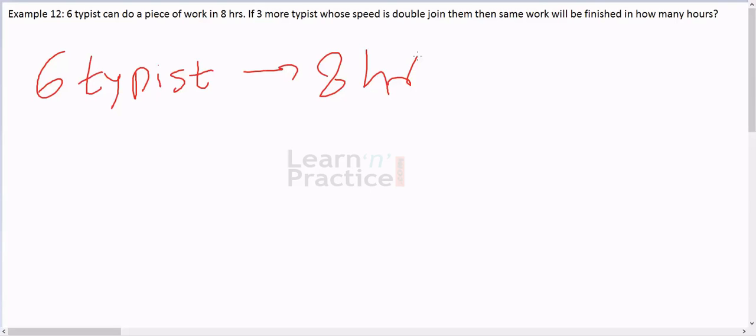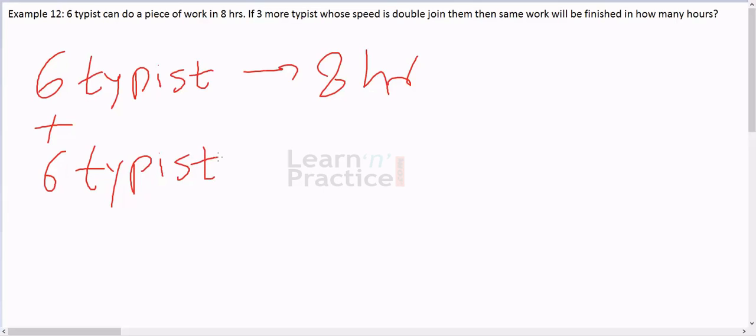Now it's saying 3 more typists whose speed is double. That means 1 new typist will be equal to 2 old typists, right? So 3 typists would be equal to 6 old typists. So now we are getting 6 more typists. 6 typists are already there, and here we are getting 6 more typists.